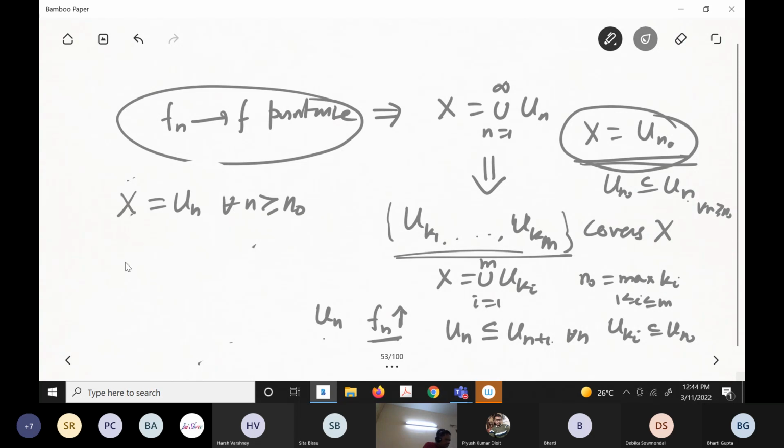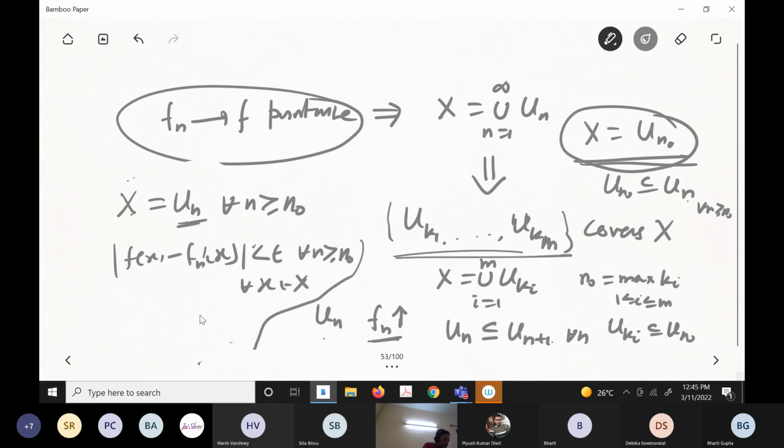That exactly says that f(x) minus fn(x) is less than epsilon, for all n greater than or equal to n naught and for all x belonging to X. That precisely means uniform convergence. Given epsilon, this n naught depends only on epsilon, not on x, because it holds for all x. So uniform convergence. So this is the proof.